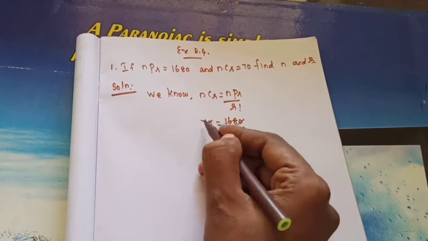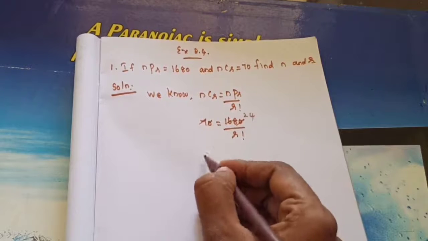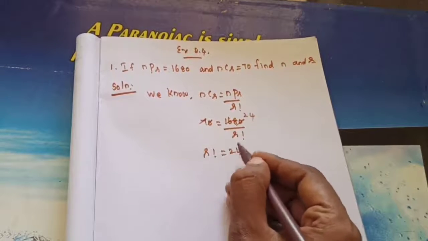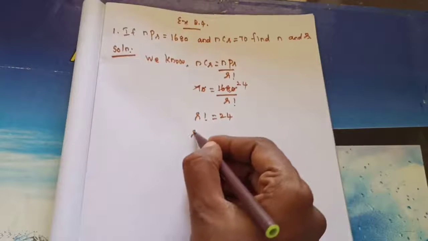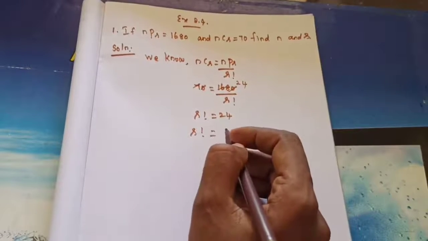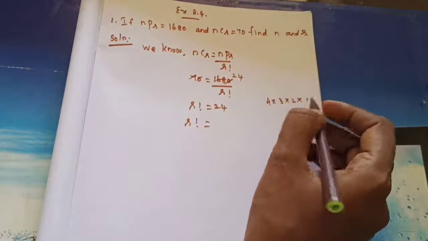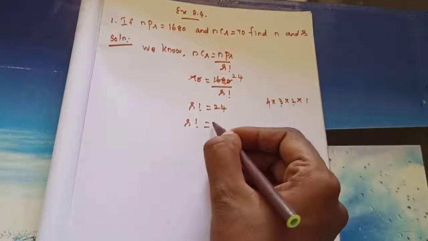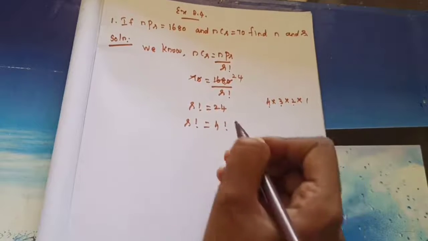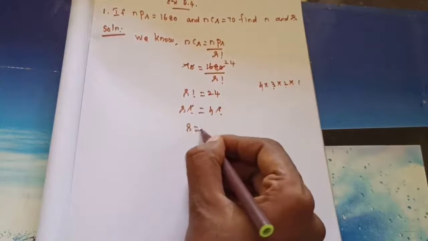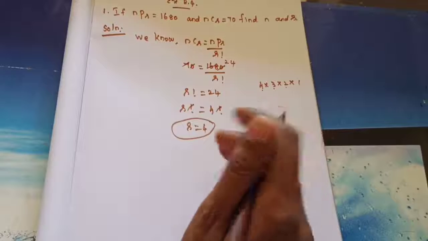This 2 we can cancel. From here to here if we cancel, you will get 24. So R factorial equal to 24. Cross multiply. 24 factorial. How will you write 24 in the form of a factorial? 4 into 3 into 2 into 1. Calculate: 4 3s are 12, 12 2s are 24. So we can write it as 4 factorial. So this will get cancelled. R equal to 4.